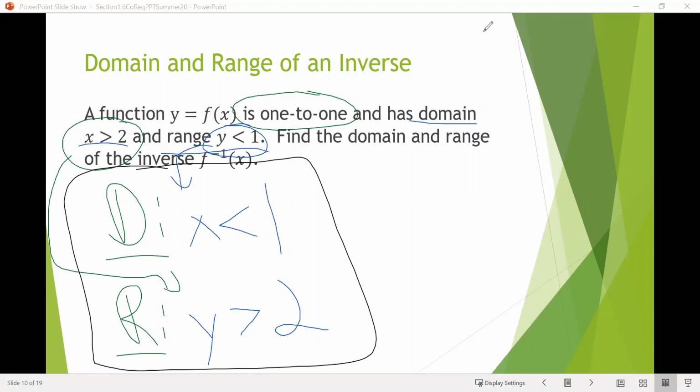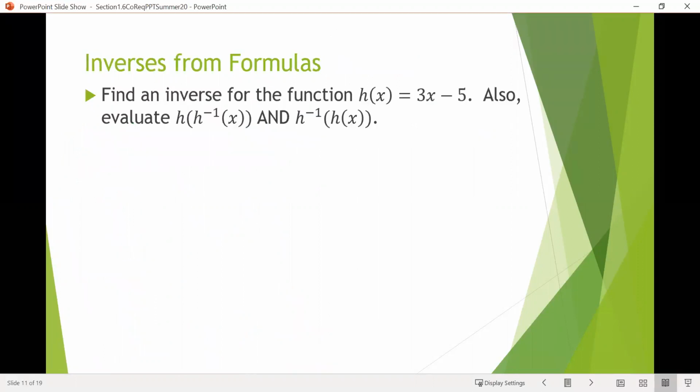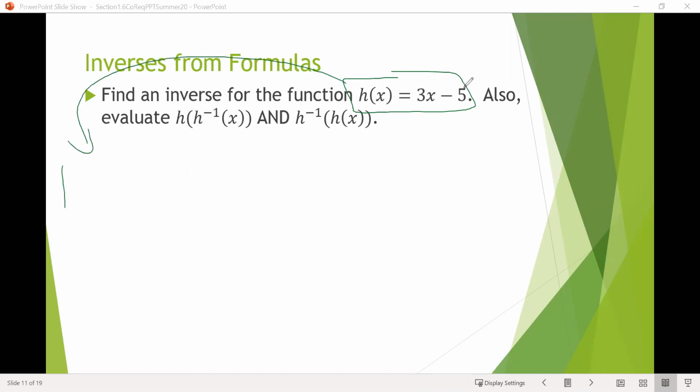All right, let's talk about formulas or inverses from formulas now. So here we're given a function h of x equals 3x minus 5, and we need to find the inverse function, or a formula for the inverse. So first thing I'm going to do, just to simplify things, is write h equals 3x minus 5 instead of h of x equals 3x minus 5.